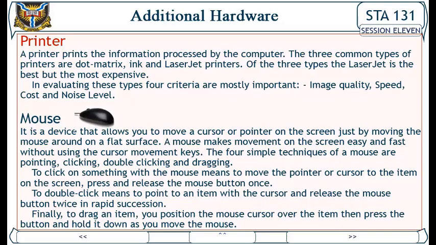To click on something with the mouse means to move the pointer or cursor to the item on the screen. Press and release the mouse button once. To double-click means to point to an item with the cursor and release the mouse button twice in rapid succession. Finally, to drag an item, you position the mouse cursor over the item, then press the button and hold it down as you move the mouse.